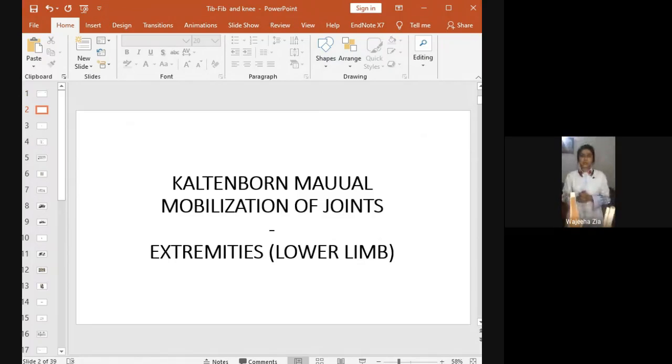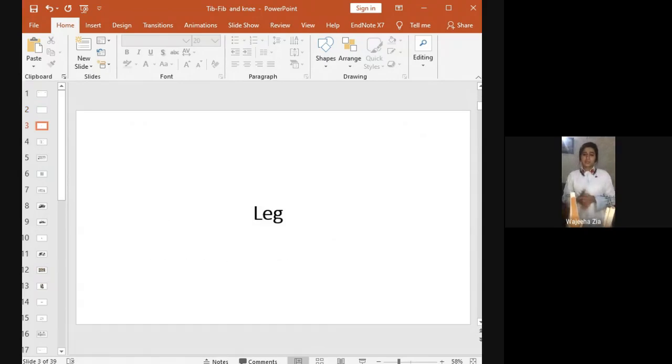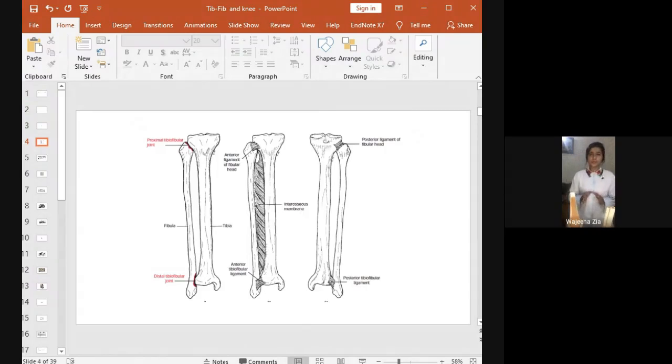We were doing Kaltenborn manual mobilization of joints and we were at the lower extremity. In the last lecture, we went through the ankle and foot region, but today we will cover the leg and the knee region. In the leg, all of us are familiar with the anatomy.